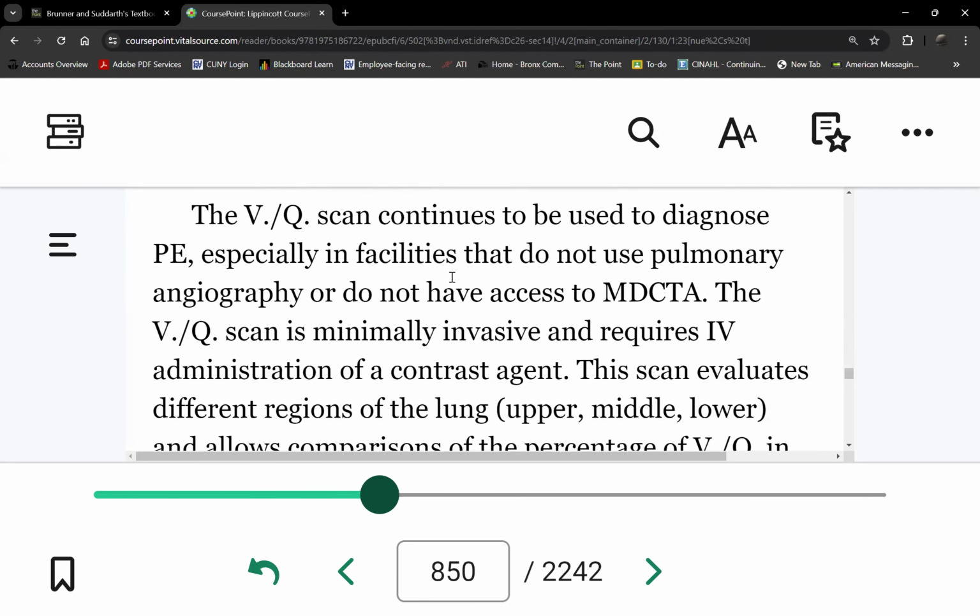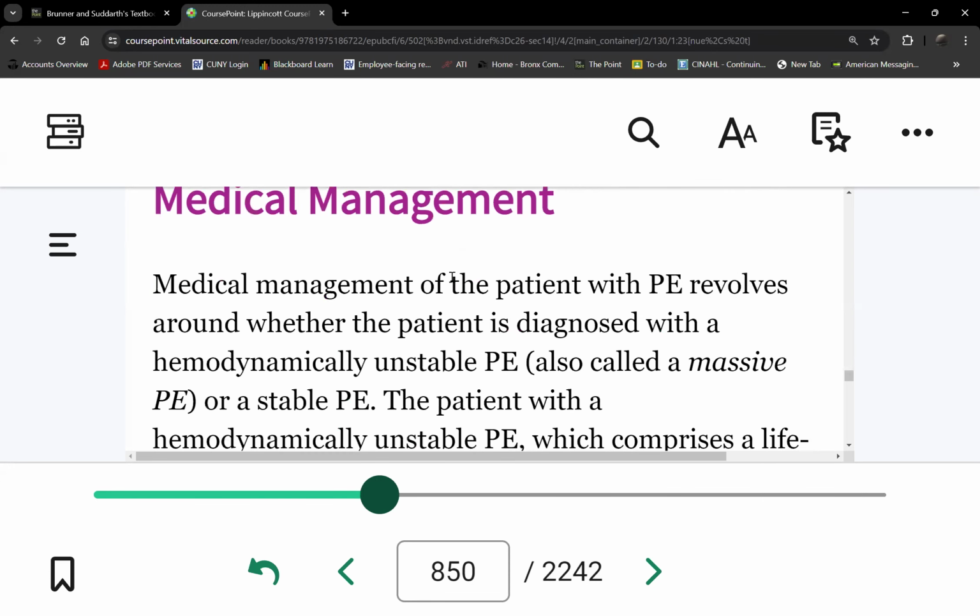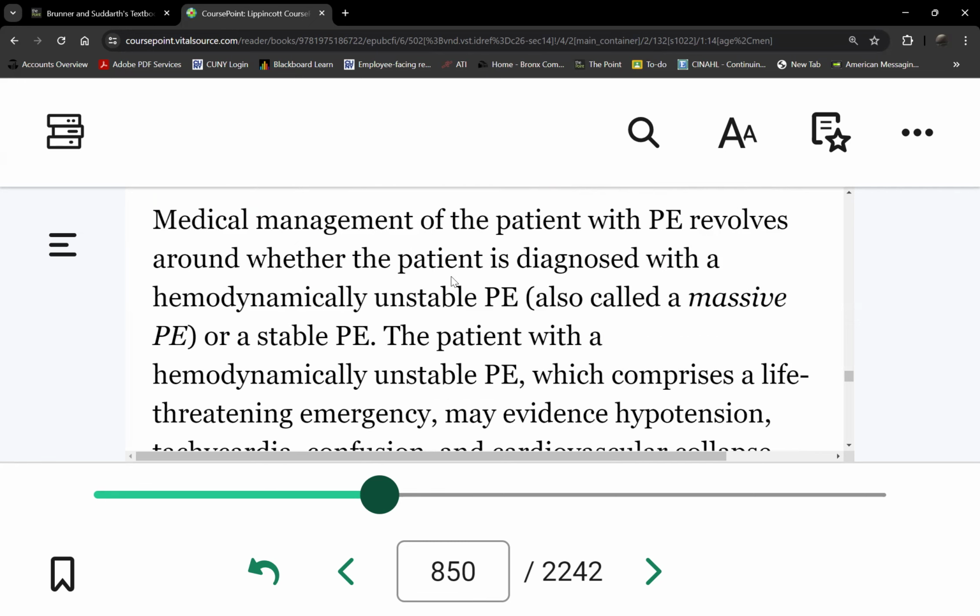I already described the VQ scan. I already said, if the patient has evidence of kidney injury, so that's a contraindication. Not just the allergy to the dye. No, AKI. The patient has evidence of AKI.